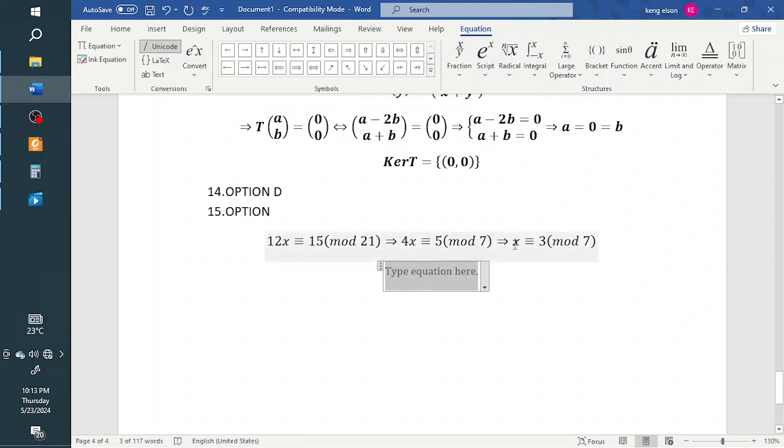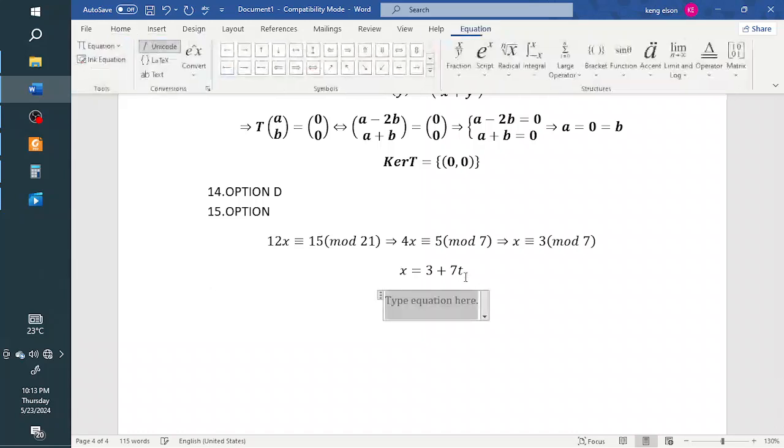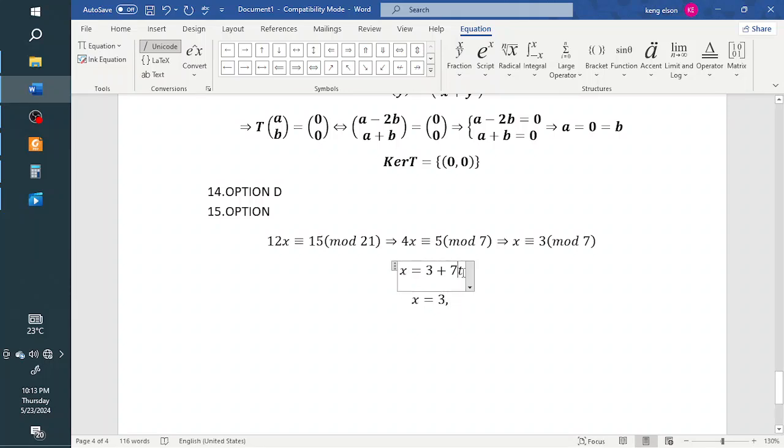So I'm going to convert this congruence equation into a linear equation. If x is congruent to 3 mod 7, it means that x is equal to 3 plus 7 times a constant t. This is a conversion: we take the remainder plus a multiple of the modulus. So I'm just going to look for all values that are positive and less than 21. When t is equal to 0, x is equal to 3. When t is equal to 1, x is equal to 10. When t is equal to 2, this becomes 17.